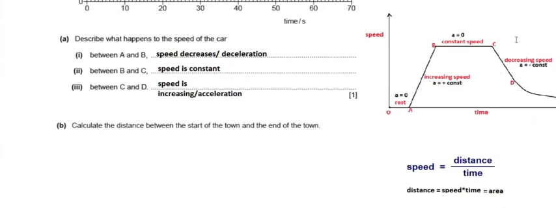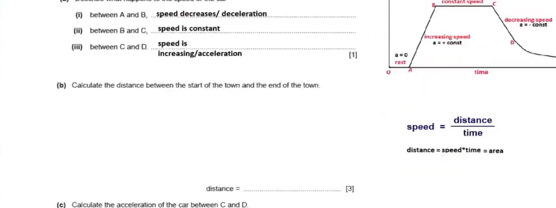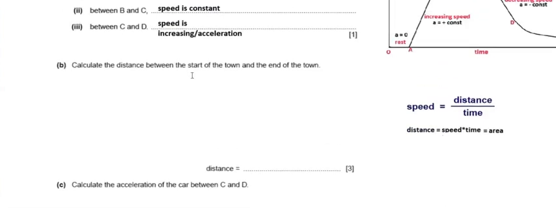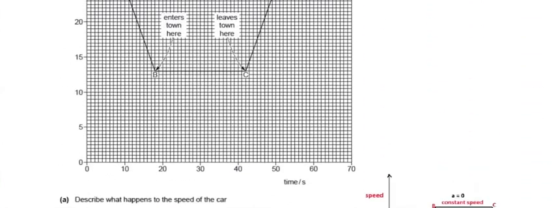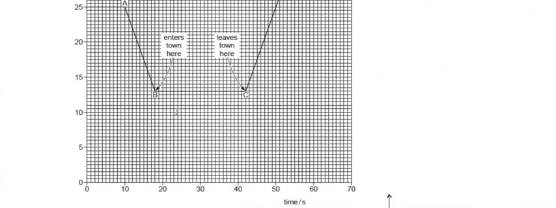Now the part B of the question: calculate the distance between the start of the turn and the end of the turn. We know that on a speed-time graph, the distance is nothing but the area. Speed is distance by time, so distance is speed into time, which is the area under the curve. Between the start and end of the turn, at point B it is the start and at point C it is the end. So we have to calculate the area under the graph.